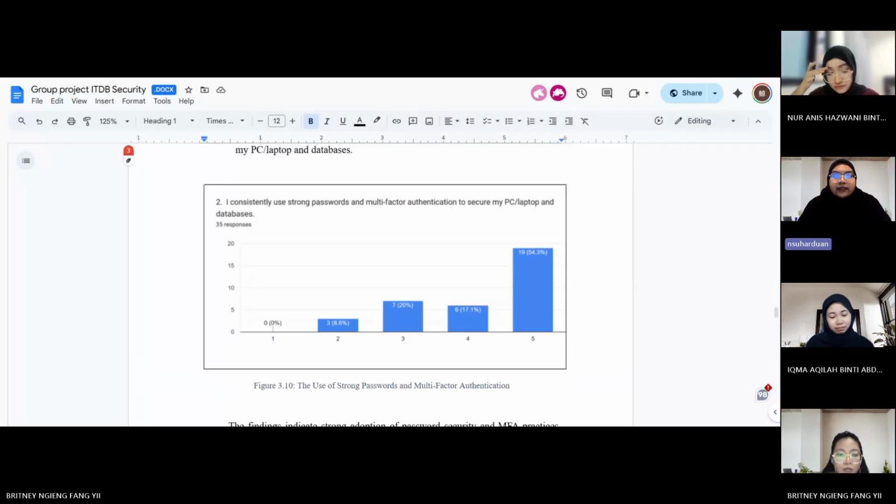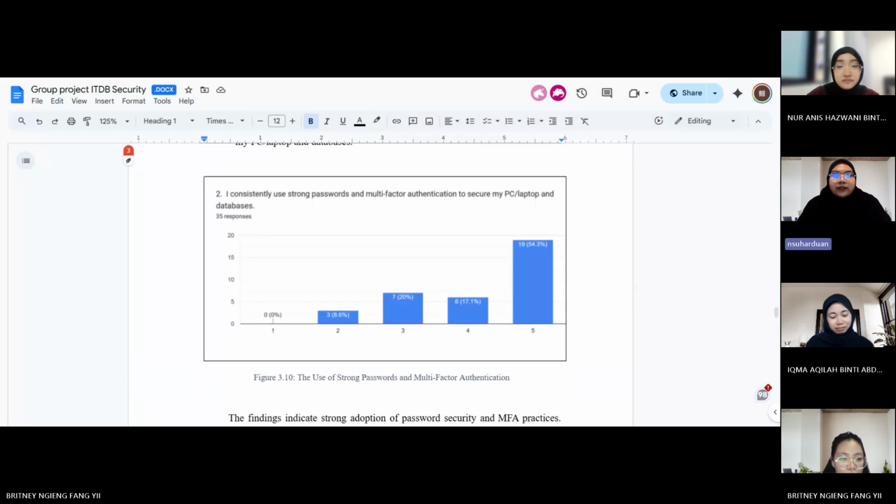consistently apply strong authentication measures. About 20% were neutral and 8.6% disagree, with no respondents strongly disagreeing. This demonstrates that authentication security is well understood and widely implemented, though a small group may still need further guidance or enforcement.